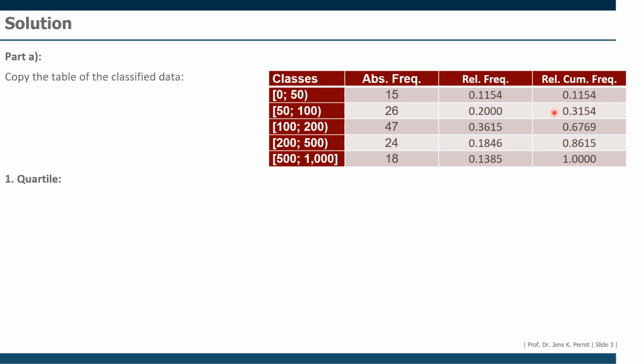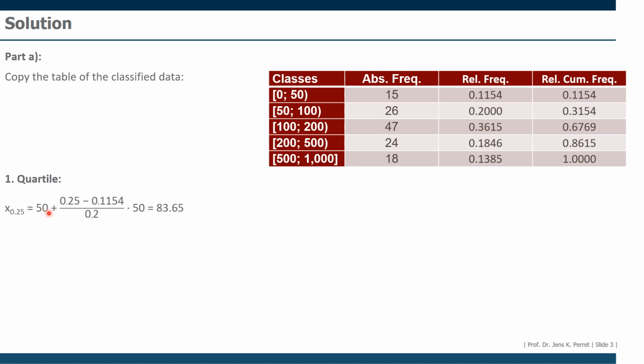And that's actually here in this class. So this class is the first one where the relative accumulated frequency is larger than the 25% describing the first quartile. So that's what we call then our quartile or quantile class. You might have heard the term median class. That's a similar fashion. So that's the class we're going to use for the calculation. Then we're going to start with the lower bound of this class.